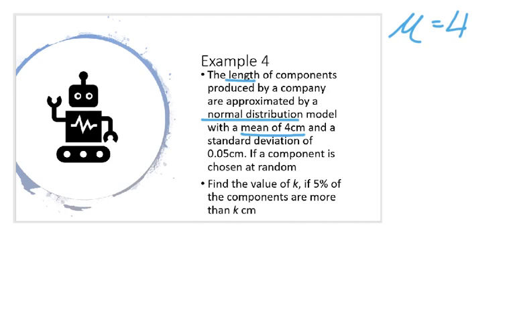And then we have the standard deviation. So standard deviation is the population standard deviation, which is sigma, which is given to us as 0.05. So 0.05 cm. Because whatever normally distributed value given to us represents the population. Alright, okay. And it says that if a component is chosen at random, find the value of K if 5% of the components are more than K cm. So, we have already been given 5%.